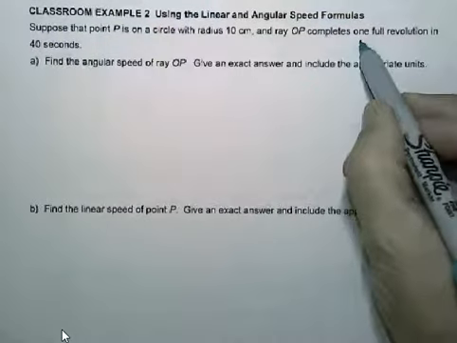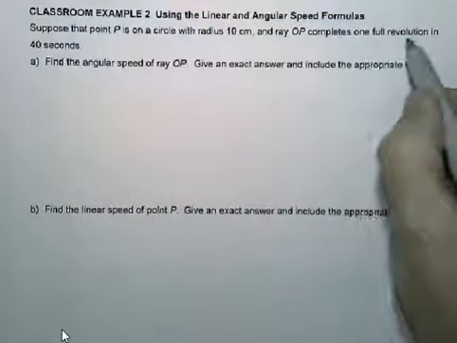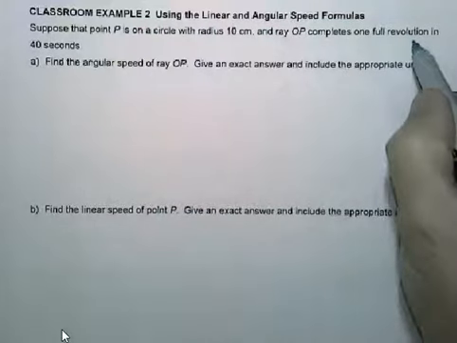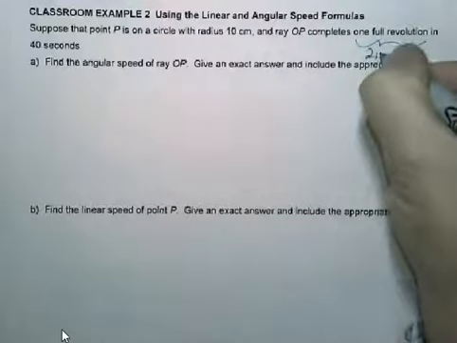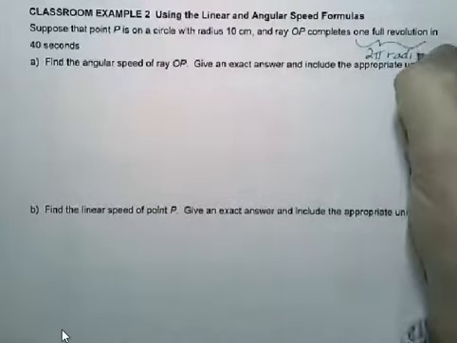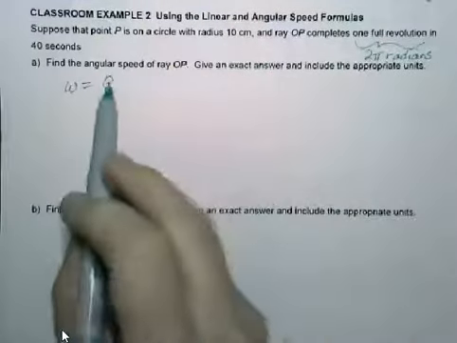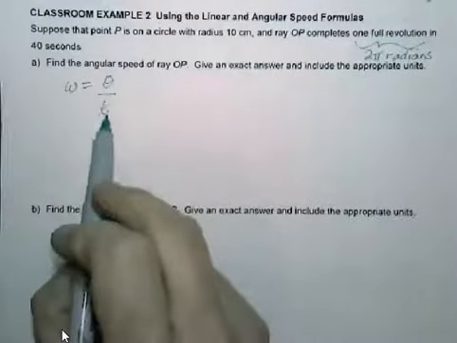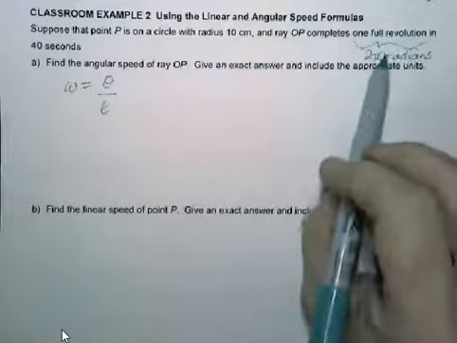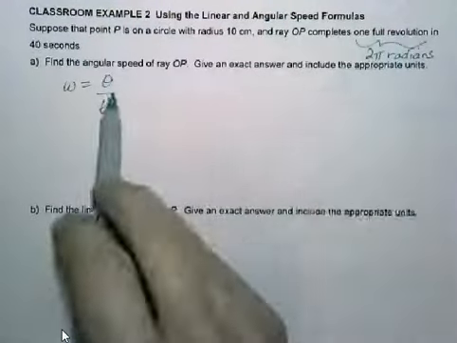One thing to remember with these is that if we're talking about revolutions, if we're thinking about the angle measure in radians, one full revolution is equal to 2 pi radians. For our angular speed, we're taking the angular change, theta, divided by the time. If it completes one full revolution, then our theta is 2 pi radians. We're dividing that by the time, which is 40 seconds.